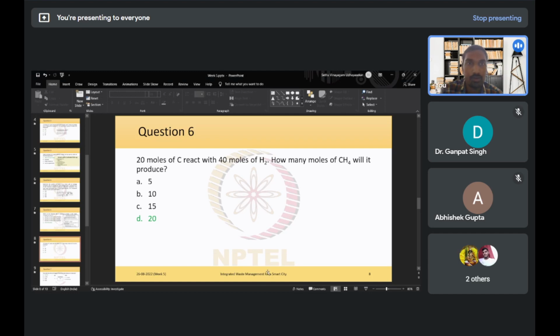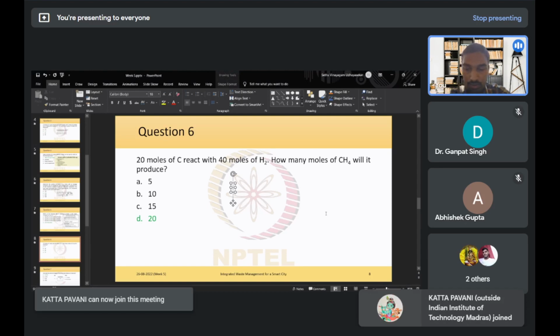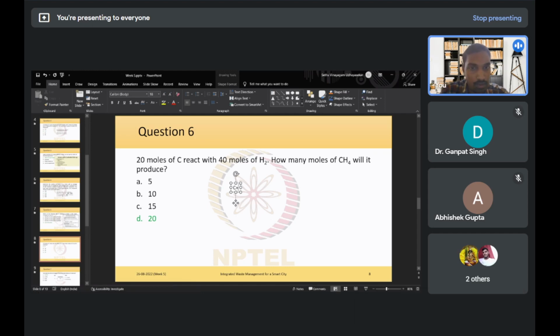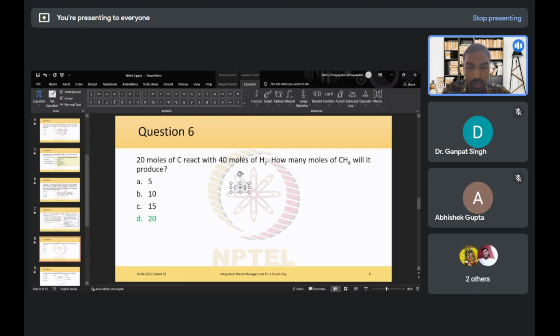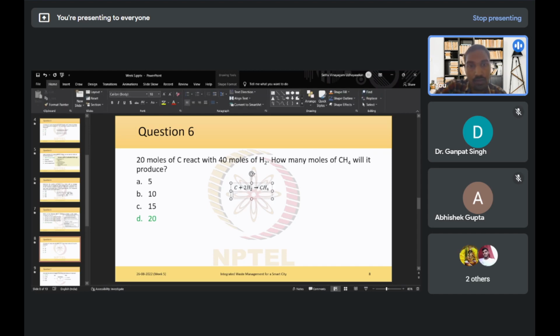Before we solve this, first we need to write the balanced chemical equation for this. So what is the balanced equation? It is 1 mole of carbon plus 2 moles of H2, right? That is going to give us 1 mole of CH4, 1 mole of methane. So this is the balanced chemical equation, right? From this we know 1 mole of carbon plus 2 moles of hydrogen will give 1 mole.